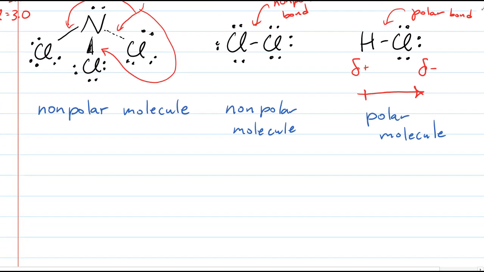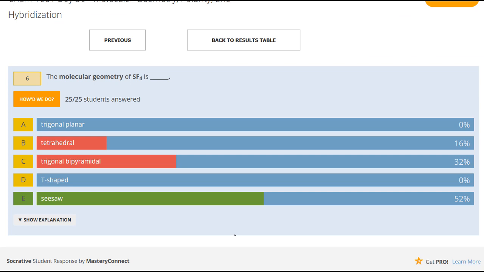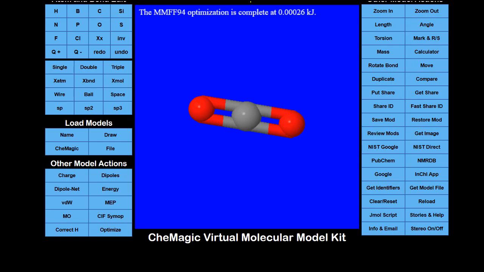Let's look at another one. Let's look at carbon dioxide, CO2. I've built these models using a virtual molecular model kit. In fact, if you want to build molecules and play around with them like this, do a quick Google search on virtual molecular model kit, and you can build your own models and show what they look like in three dimensions. But this is a molecule of CO2.